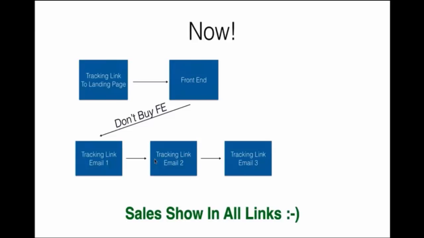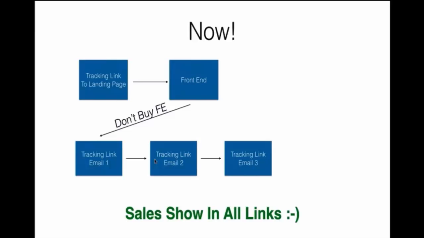Now, just to cover quickly how the system was configured previously, let's say you have a tracking link that goes to a landing page, and then when people opt in, they get redirected to your front-end offer. And then if they don't buy your front-end offer, you go ahead and send them to an email follow-up series in which you have 3 emails. All right, so we're going to pretend that this is your funnel.